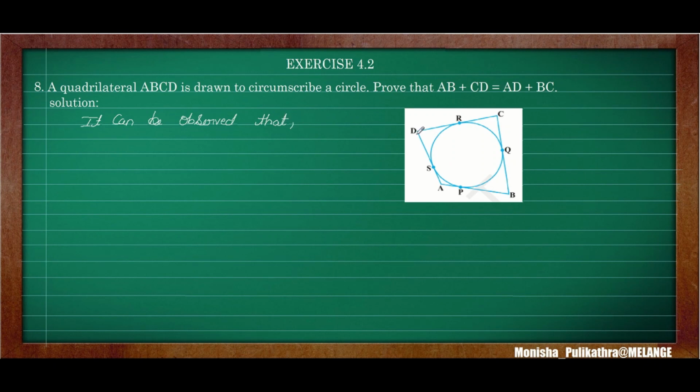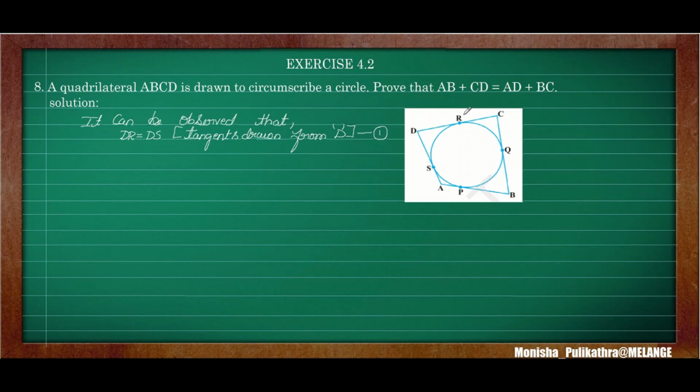Here DS is equal to DR. Why? Because according to the tangent theorem, if two tangents are drawn from an external point, then the two tangents will be equal. So here DR is equal to DS. These are tangents drawn from external point D. Let it be equation number 1.